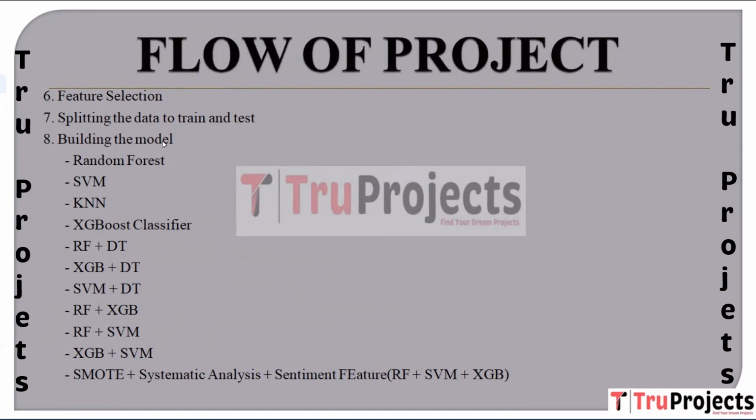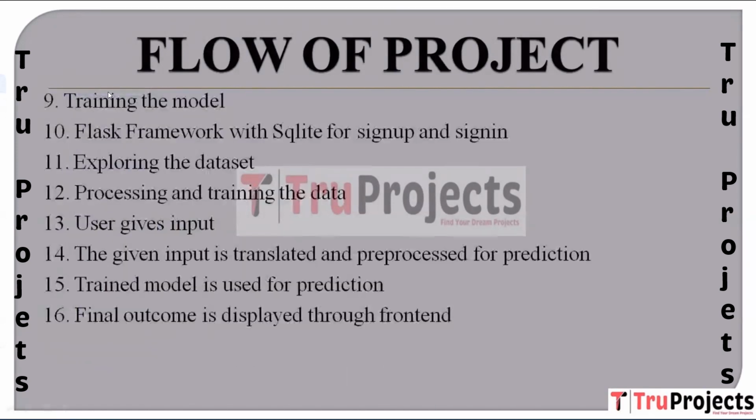Then we have building the model. In this step, you create machine learning models for making predictions or conducting analysis. This list includes various algorithms and combinations to experiment with, such as random forest, support vector machine, k-nearest neighbors, XGBoost classifier, and many more. Then next here we have training the model. Train the machine learning models on the training data to allow them to learn patterns and relationships in the data.